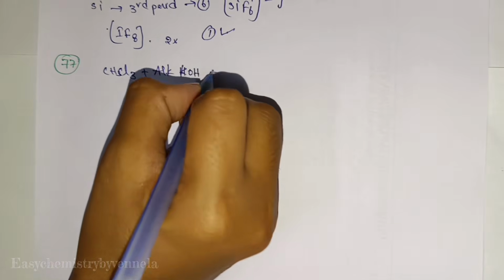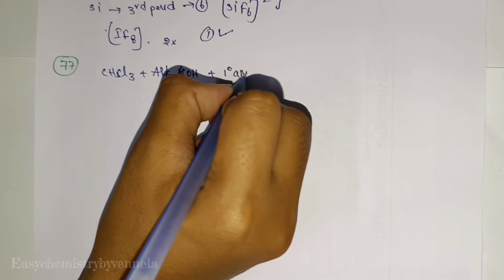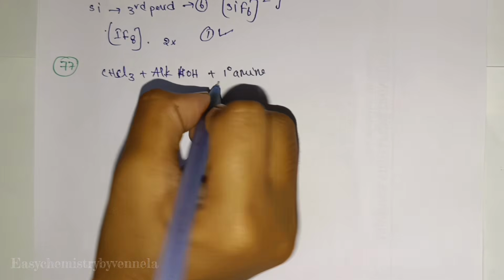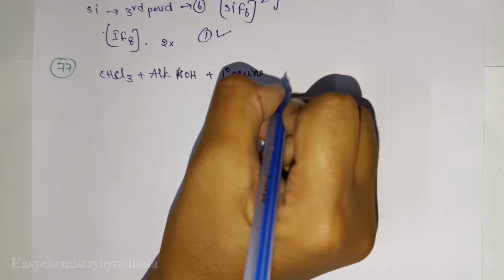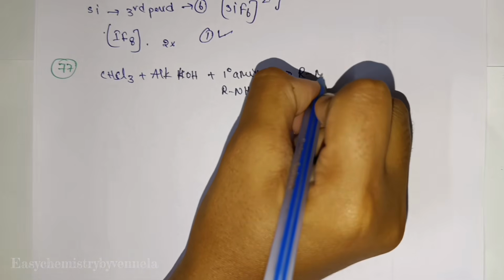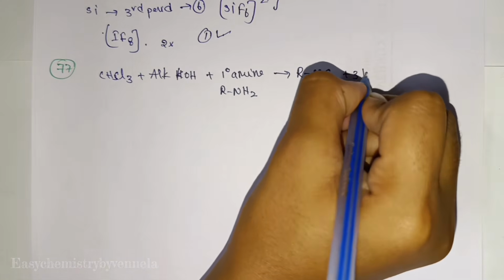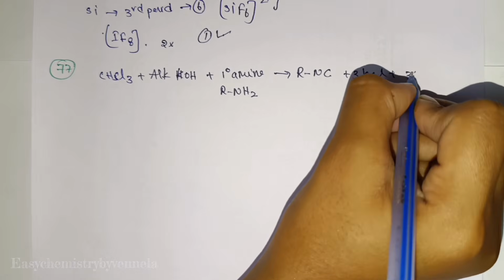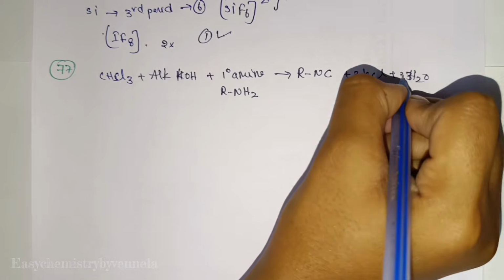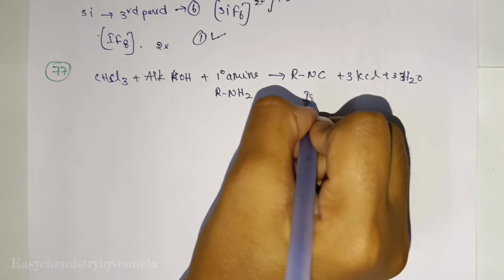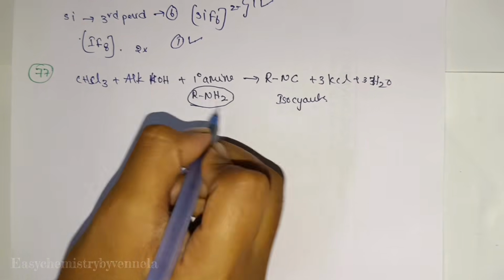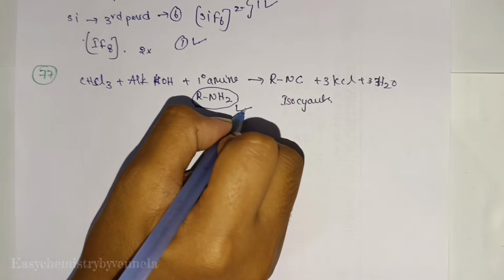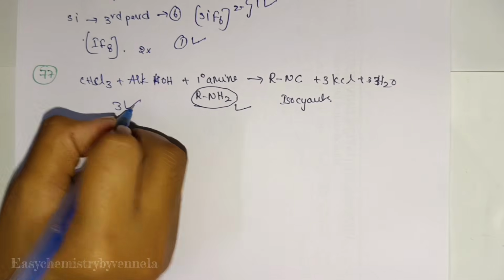Heated that with primary amine, that is RNH2. It forms isocyanide and KCl and water. This is isocyanide. So it reacts with primary amines. So the correct option is the third one.